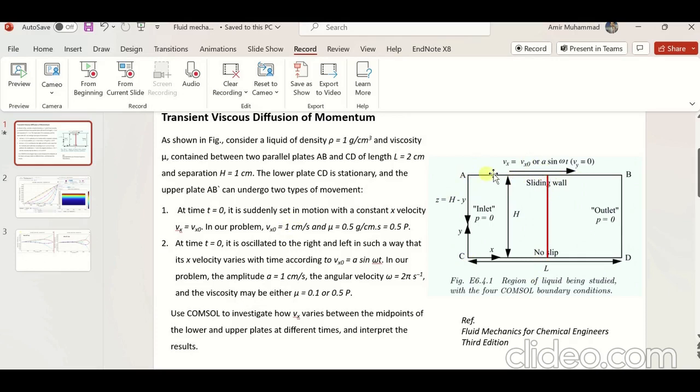In this part, we will consider that the top plate is now oscillating with a velocity A sine omega t, where A is the amplitude, given as 1 centimeter per second, and the angular velocity is 2 pi per second. We will be considering two cases. In one case, viscosity is 0.1, and in another case, viscosity is 0.5 poise. So let's go back to our COMSOL model.